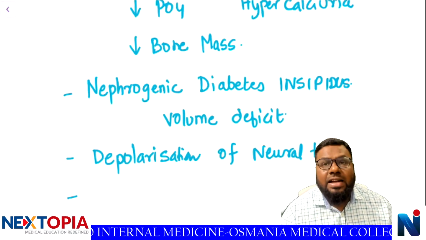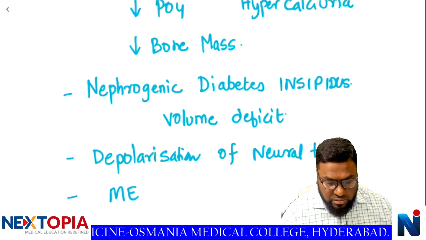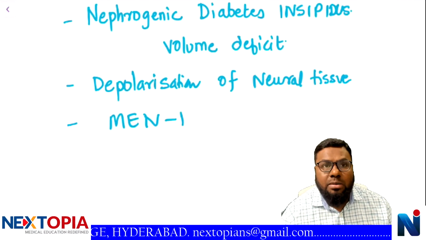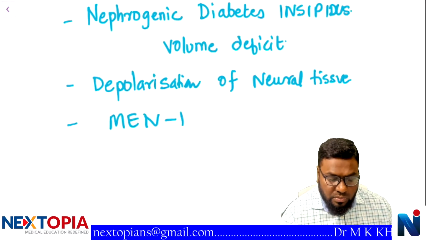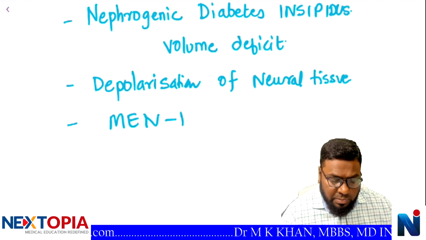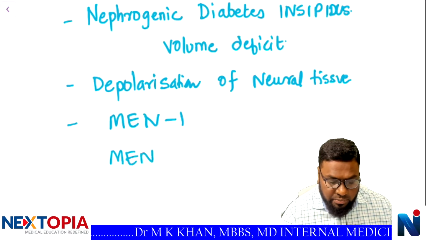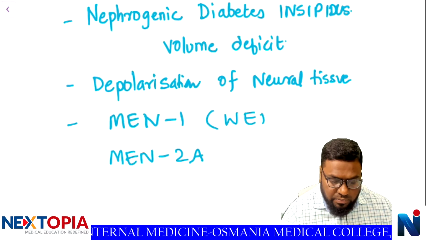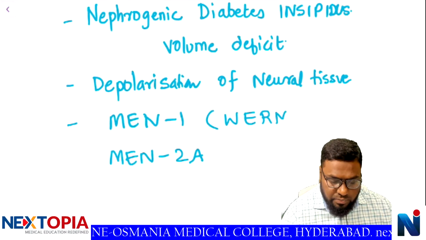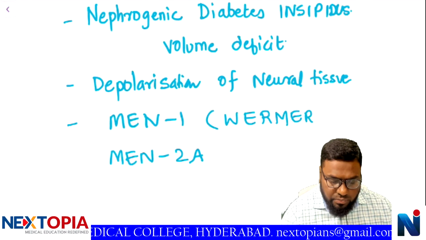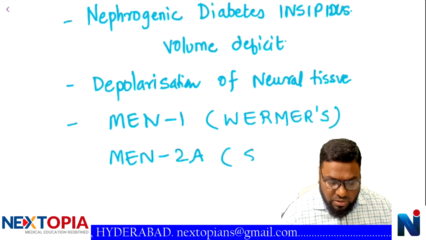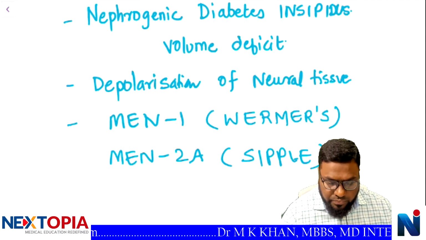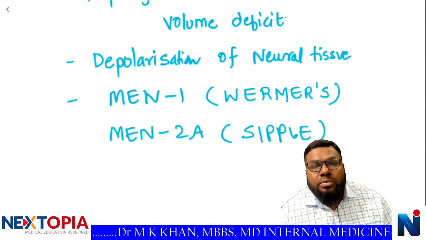Hypercalcemia is a feature that is seen in MEN 1, same like insulinoma, parathyroid tumors. It is also a part of MEN 2A. MEN 1 is called Wermer's syndrome. MEN 2A is called Sipple syndrome.